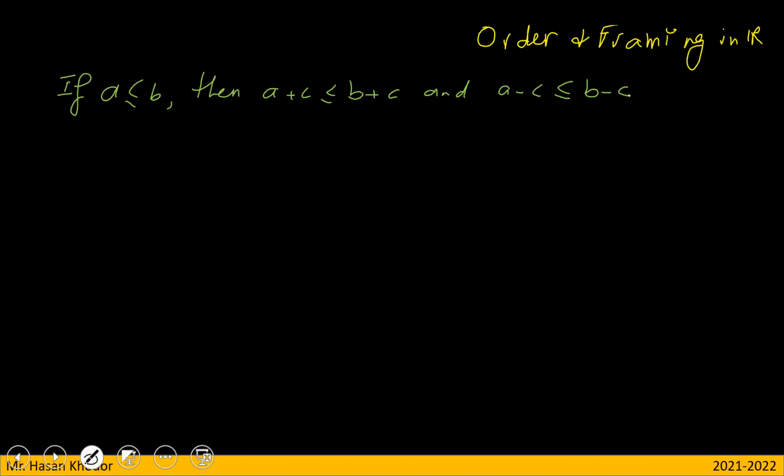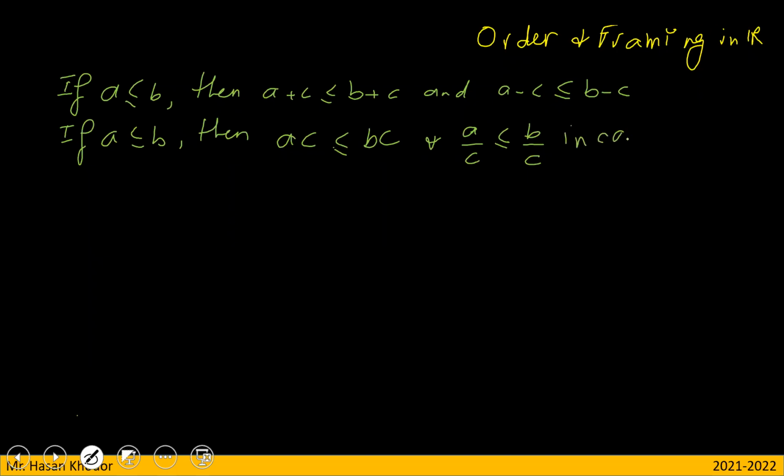Then in the second rule, we said that if A is less than B, then for any positive C, A times C is less than or equal to B times C, and also A divided by C is less than B divided by C. That is, the inequality sign doesn't change here only in case C is a positive real number.